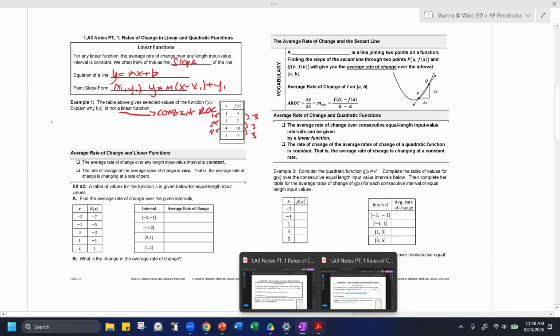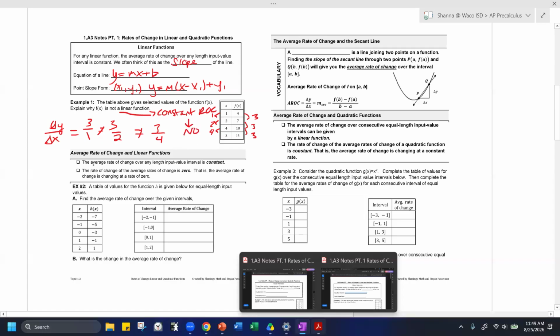So when we're looking for the change in y over change in x, for our first two numbers that's 3 over 1. Our next numbers are 3 over 2. The next numbers are 3 over 4. Because these are not equal, it's not linear, because there's no constant rate of change.